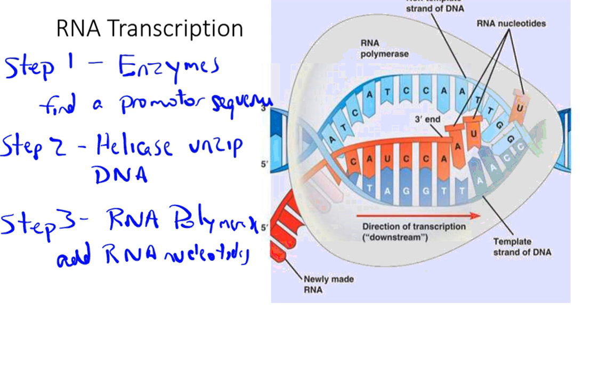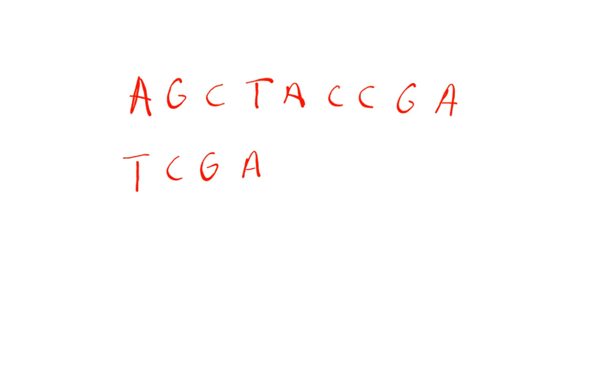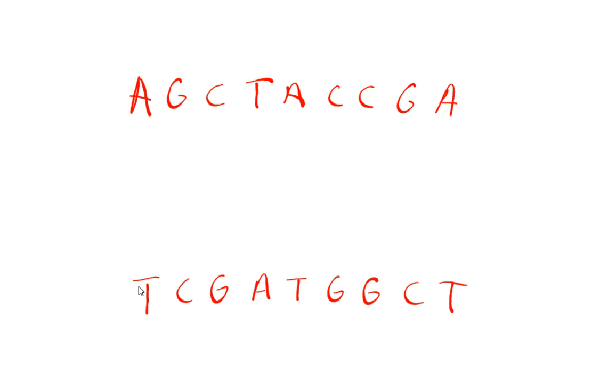So let's think about this for a second. We have a DNA strand, just randomly coming up with these letters, and its complementary strand is T, C, G, A, T, G, G, C, T. Where there's an A, you put T, G, C, C, G, A, T. So one of these strands, they're separating from each other. Now let's say for this RNA, we're going to make a complementary RNA from this bottom strand of DNA.